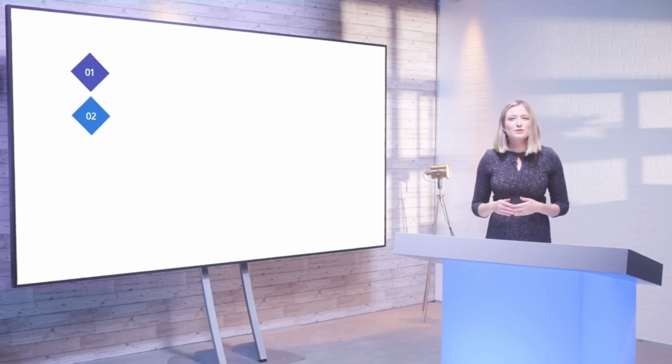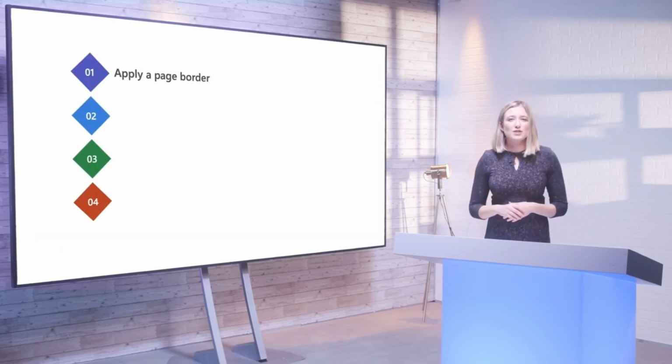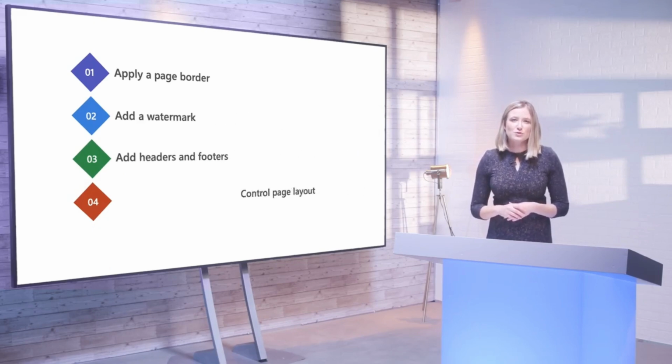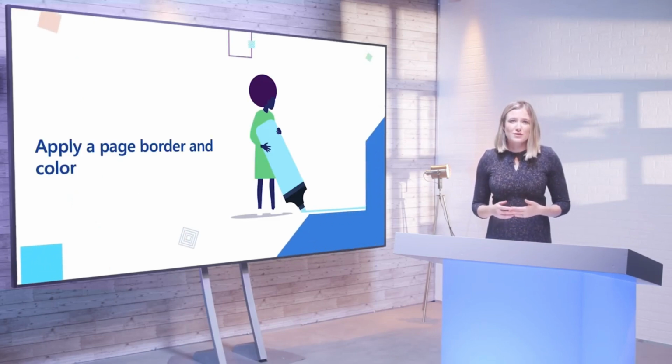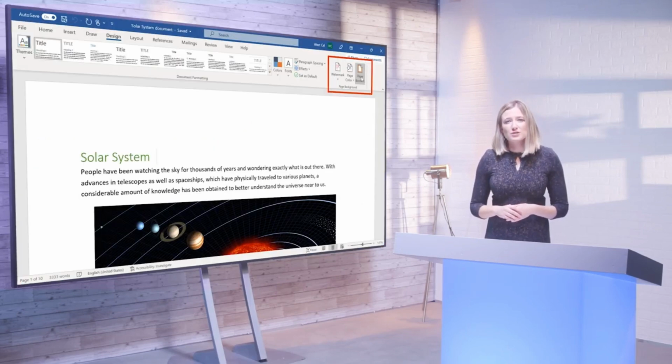In this lesson, you'll explore how to apply a page border and color, add a watermark, add headers and footers, and control page layout. Let's begin with borders and colors. The term border refers to the line that is placed around a page, paragraph, or word. A border or page color is a great design element that Microsoft Word offers that's used to improve the visual appearance of your document. Grace wants to apply this to her document, so let's explore how this is done in Word.